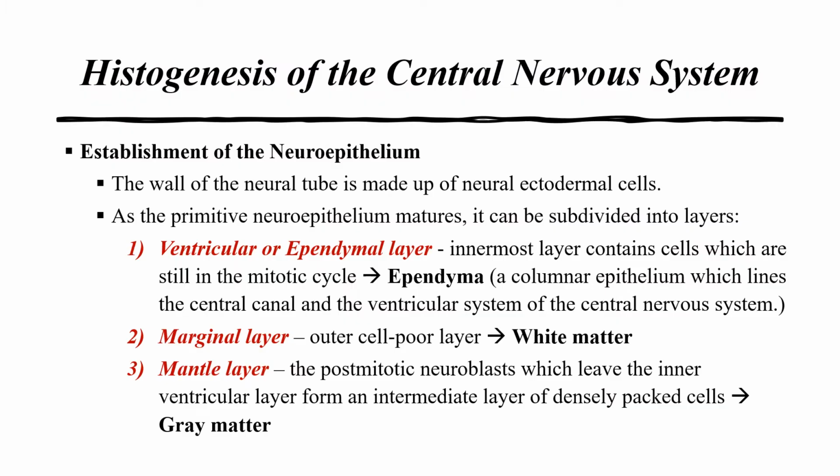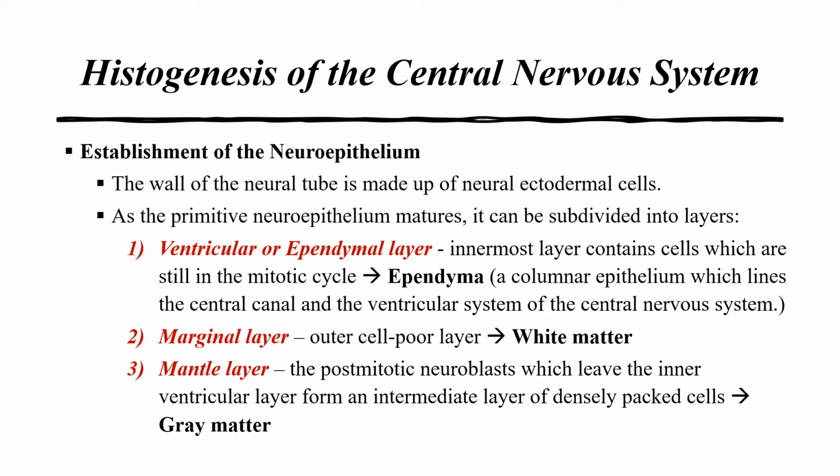Okay, so for the histogenesis of the central nervous system, the establishment of the neuroepithelium is very important. Okay, so this is the wall of the neural tube that is made up of the neural ectodermal cells. So as the primitive neuroepithelium matures, it can be subdivided into different layers. So the first layer would be your ventricular or ependymal layer. This is the innermost layer that contains the cells which are still in the mitotic cycle. And then the ependyma, this is actually a columnar epithelium which lines the central canal and the ventricular system of the central nervous system. Okay?